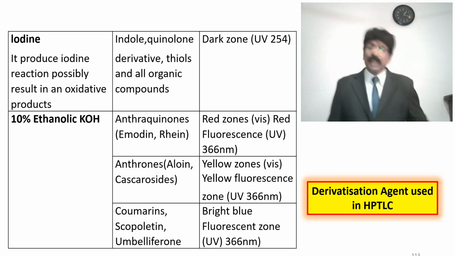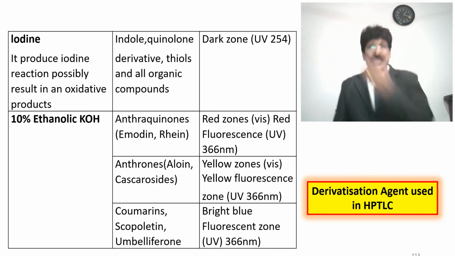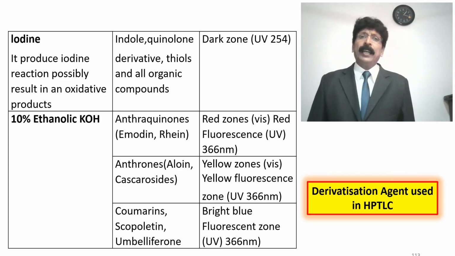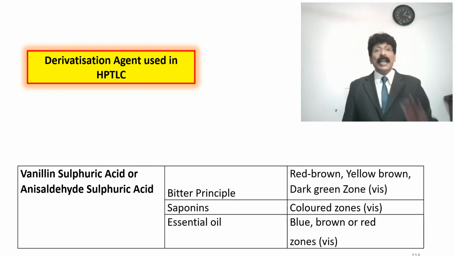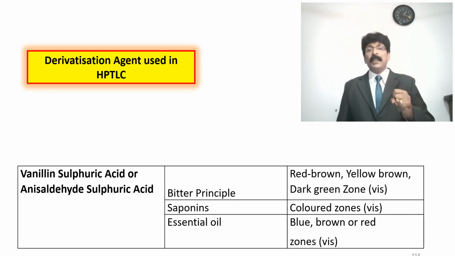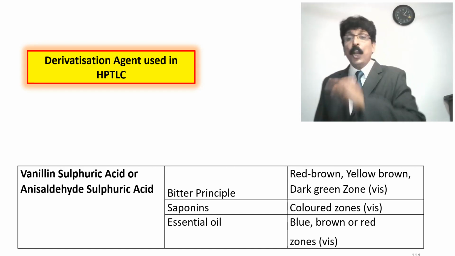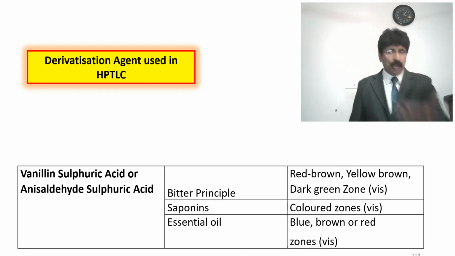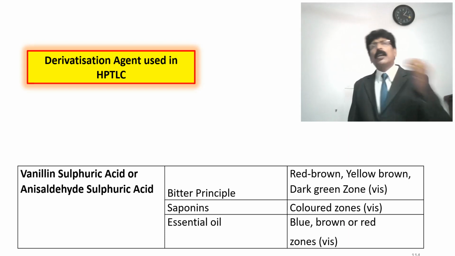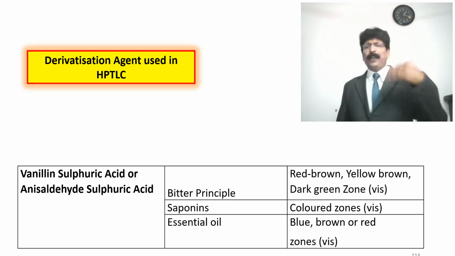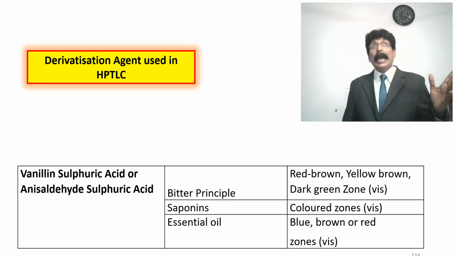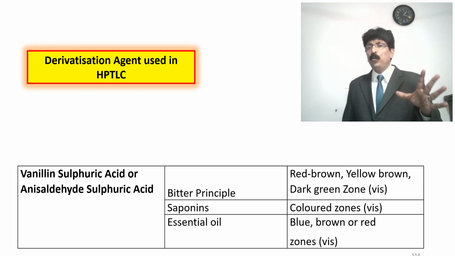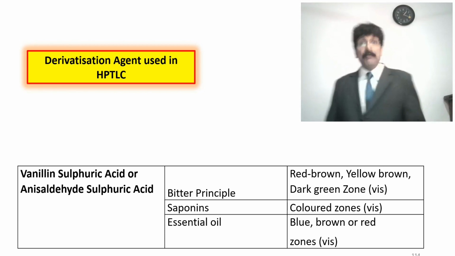So remember the derivatization agents, which can also be used for fixing these spots, identifying spots more clearly, and documentation. You can use vanillin sulfuric acid or anisaldehyde sulfuric acid for bitter principles. It will give red brown, yellow brown, dark zones that can be seen in visible light also. And saponins will give colored zones; they do not give any single color. Different colors are shown for different saponins, usually yellowish, slightly orange. And essential oil shows blue, brown, red zones that can be seen in visible light itself.